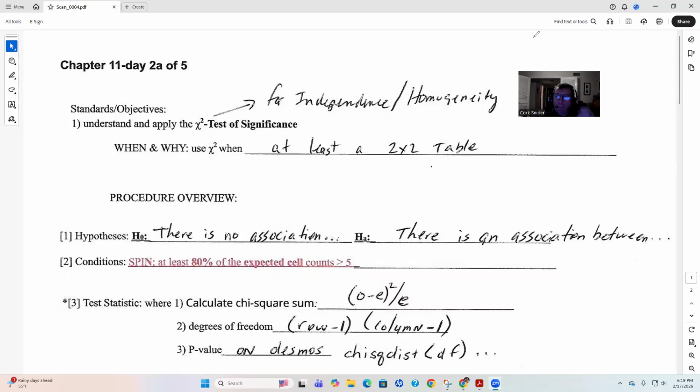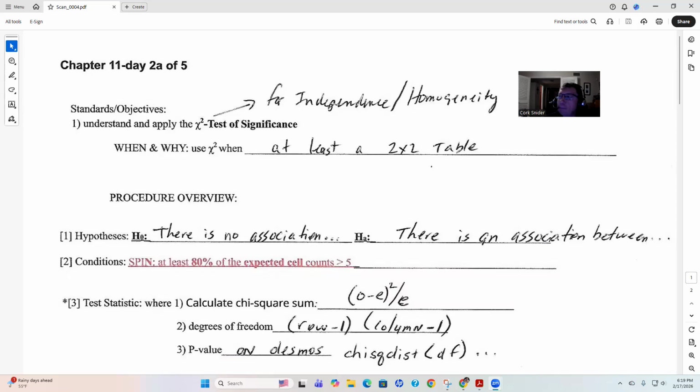Statman here to bring you Chapter 11, Day 2 of the chi-square test of significance. This is for the independence test, and so this is pretty cool stuff. So this is Day 2. It's a two-pager. Pretty easy.